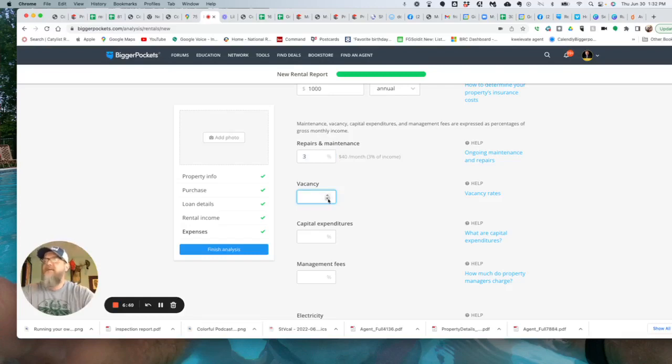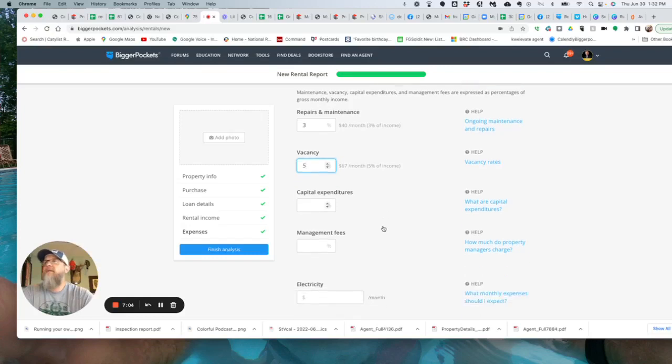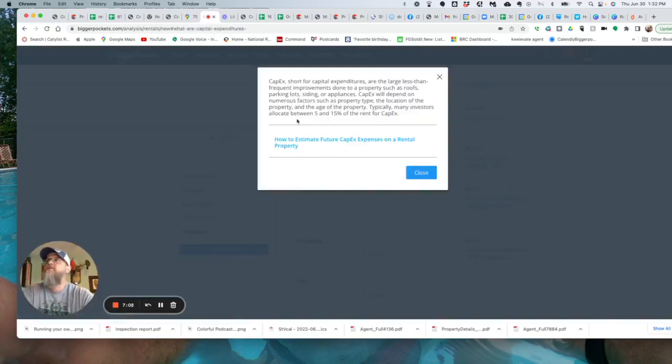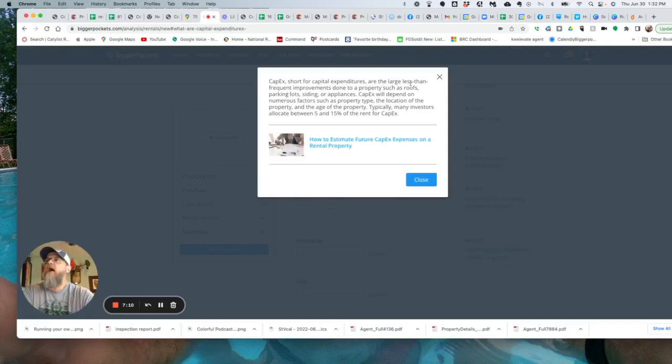Now, right now, vacancy factor is very low because most of our units are filled. We use this on our spreadsheet as well, a 5% vacancy factor for the year, because it's very easy to put people in there. Capital expenditures. What are some items that you're going to have to go over every year? Less than frequent improvements, things such as roofs or maybe a new water tank or a furnace or something. You can throw that in there.